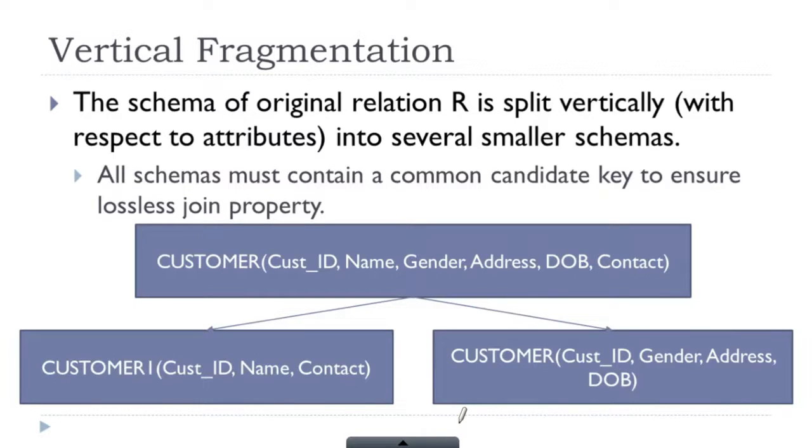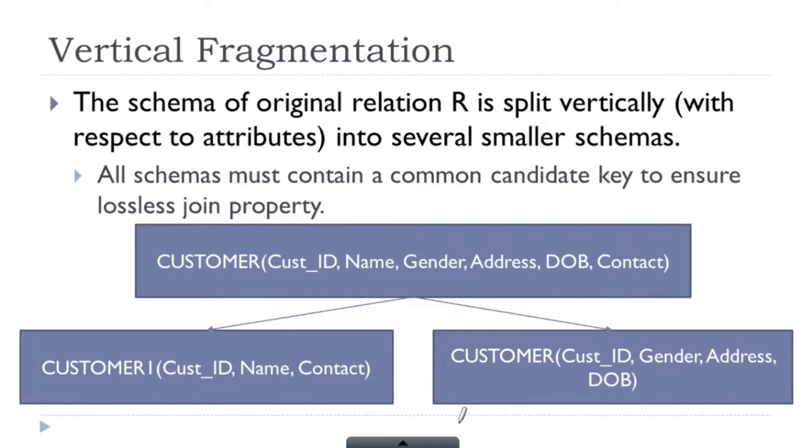Vertical fragmentation is a way of decomposing a table into two or more tables. Why do you want to do that? In some cases, we have a big table. Not all the columns, not all the attributes of this big table are needed in all the different sites that we have in a distributed database system.